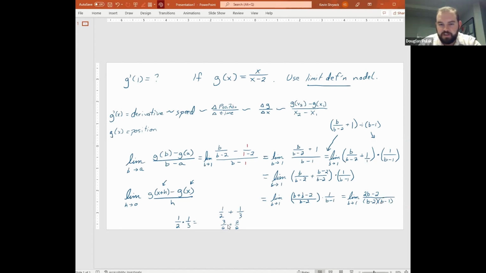Okay, and then factor the 2 out of the numerator. That makes even more multiplication happen, which makes it even easier to find canceling. So 2 times b minus 1 over b minus 2 times b minus 1.